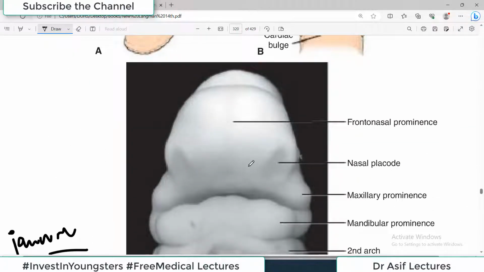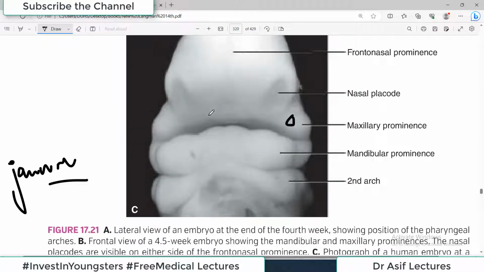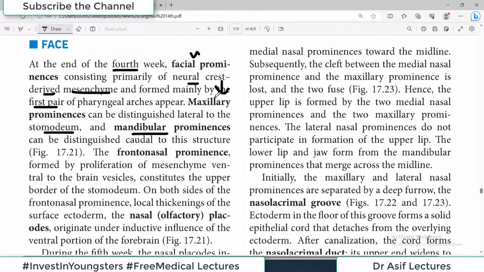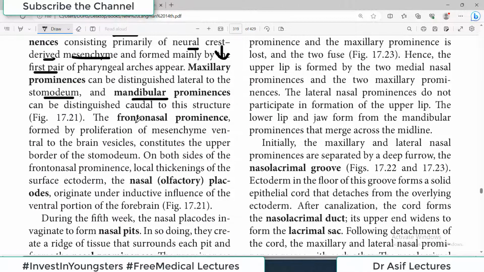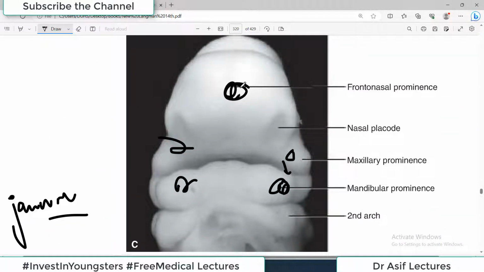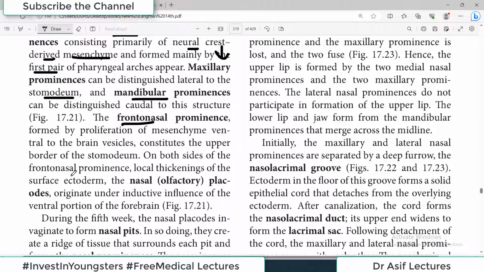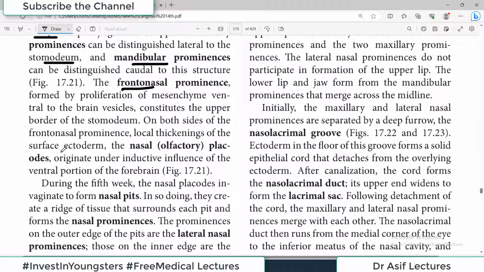So if you look at the diagram, this one for example, here we see this is the maxillary prominence, and caudal to the maxillary prominence is the mandibular prominence. Okay, so there are maxillary prominences, then caudal to the maxillary prominence there is mandibular prominence, and then there is a frontonasal prominence which is formed by proliferation of the mesenchyme ventral to the brain vesicle. So if you look at this diagram, this big one, this is the frontonasal prominence. So ये 5 prominences हैं, 2 maxillary prominences on each side, 2 mandibular prominences on each side, and a frontonasal prominence.